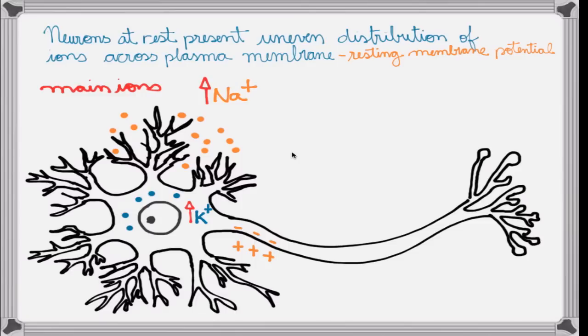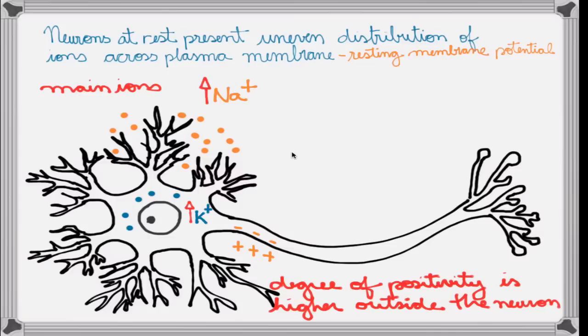And this is a little bit of confusion here because some people have a difficult time understanding this. We're talking about two different ions, two cations that are positively charged. Sodium has a positive charge associated with it, and so does potassium. So how come the cell becomes negatively charged inside? Well, I like to describe this as saying that the degree of positivity is higher outside the neuron, which is a different way to say that the overall number of positive charges is a lot higher outside the neuron than it is inside. Because of this difference in the degree of positivity, you have the inside of the neuron being overall negatively charged.